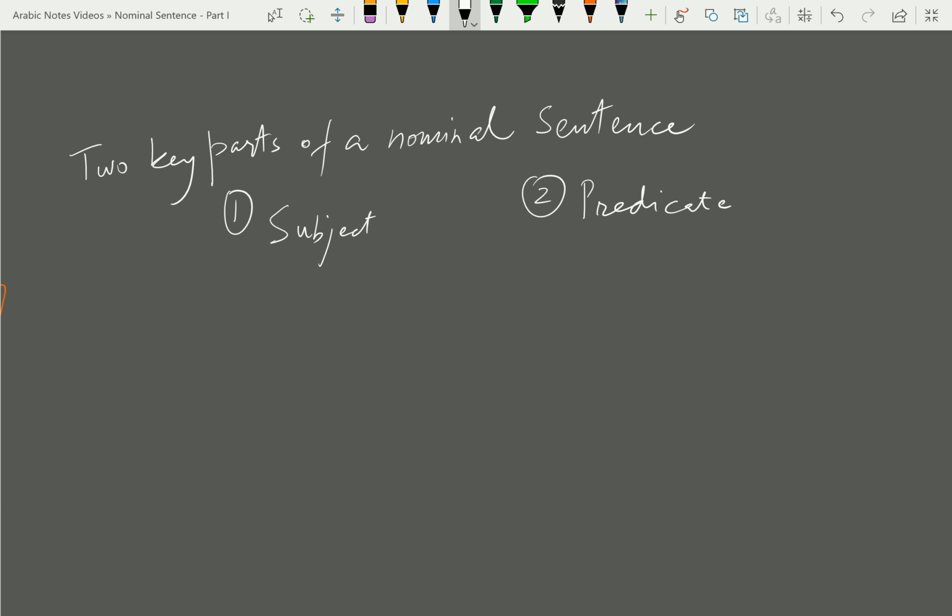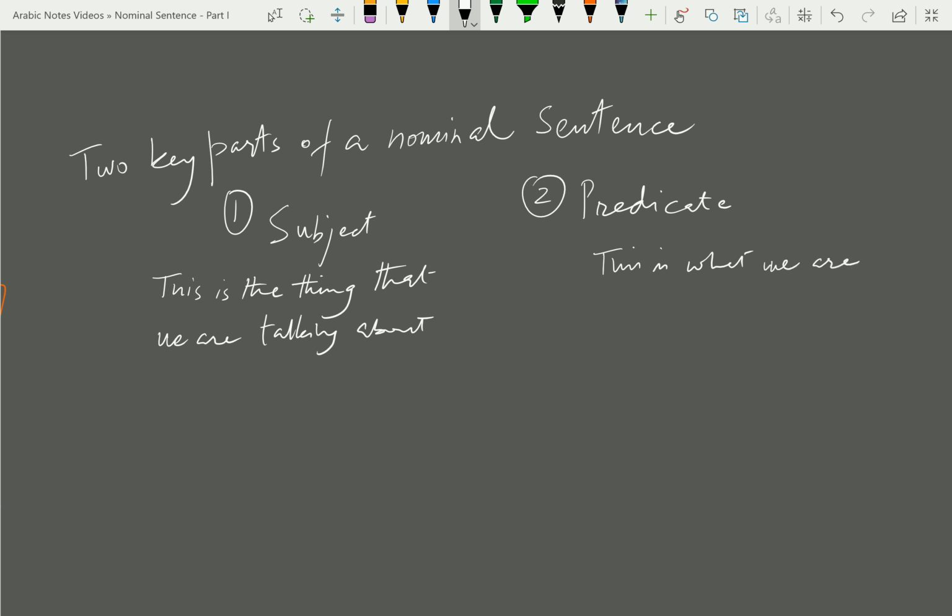So what is the subject? Well, the definition is: this is the thing that we are talking about. Okay. Simplest definition, this is the thing that we are talking about. And what is the definition of predicate? This is what we are saying about that thing.